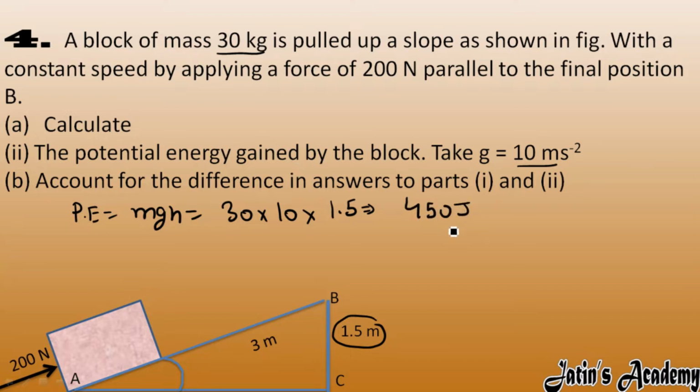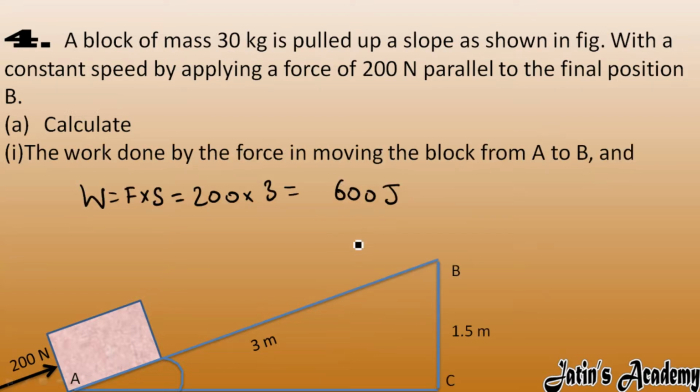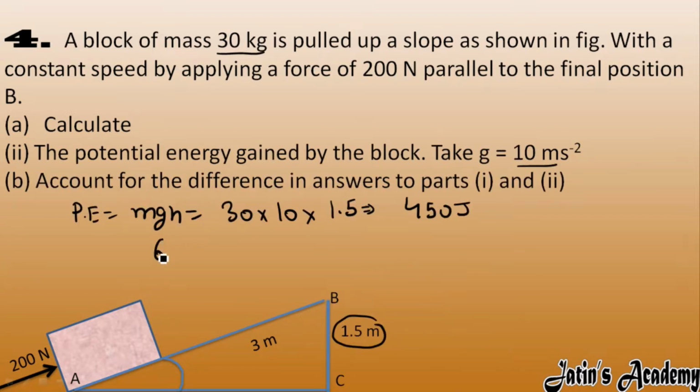Now carefully see. In part B, potential energy we have calculated. Now they are asking to account for the difference in the answers of part 1 and part 2. In part A we calculated work done as 600 joule, and in part B we calculated 450 joule. Now if I subtract, I get 150 joule. Where is this 150 joule of work done actually going?